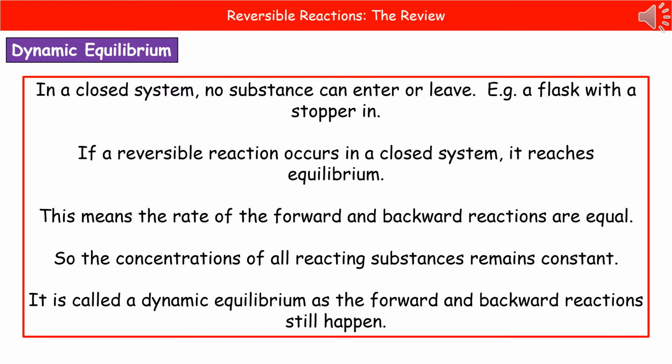The forward and backwards reactions are still occurring, but it's not changing the amounts of those substances because they're happening at the same rate. So dynamic because the forward and backwards reactions still happen, equilibrium because the rate at which they're happening is equal, and therefore the concentrations of all reacting substances remains constant.